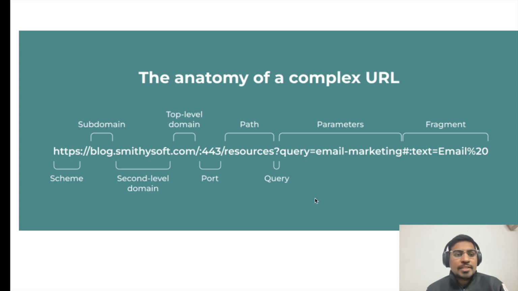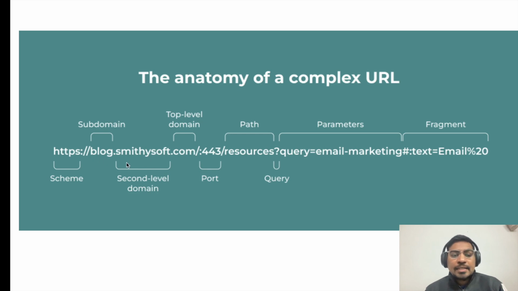Okay, so HTTP is a protocol, a scheme, and then blog.smithysoft.com is a domain name, which is again subdivided into subdomain. This is blog, and then smithysoft is the second level domain, and .com is the top level domain.